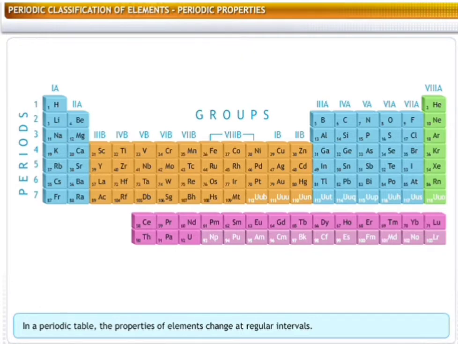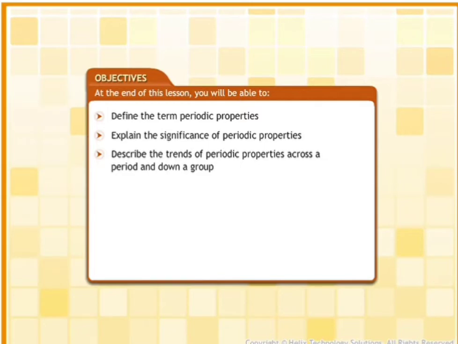You can observe regular changes in the properties across periods as well as down groups. In this lesson, you will learn about periodic properties and the trends of periodic properties across a period and down a group. At the end of this lesson, you will be able to define the term periodic properties, explain the significance of periodic properties, and describe the trends of periodic properties across a period and down a group.